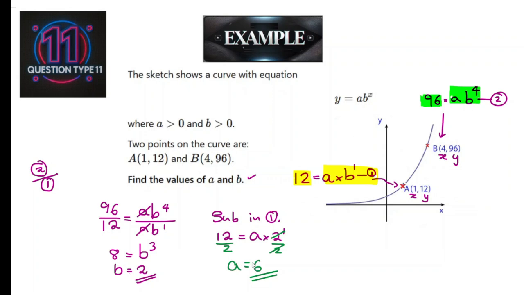Now, if you want to check whether you got this one right, there is a simple way to do that. All you need to do is substitute in one of these equations, 1 or 2. Let's do it with 2 because we just used 1. So a is 6, b is 2 to the power of 4. 2 to the power of 4 is 16. 16 times 6 is 96. I get the same answer, so I'm right.